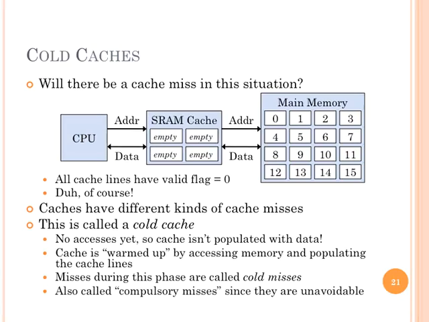And you'll notice that when we simulate cache access, you always have a certain warm-up phase where data starts getting loaded into the cache. You can't avoid those cache misses because the data simply isn't in the cache at all. Okay, so those are examples of cold misses or compulsory misses.